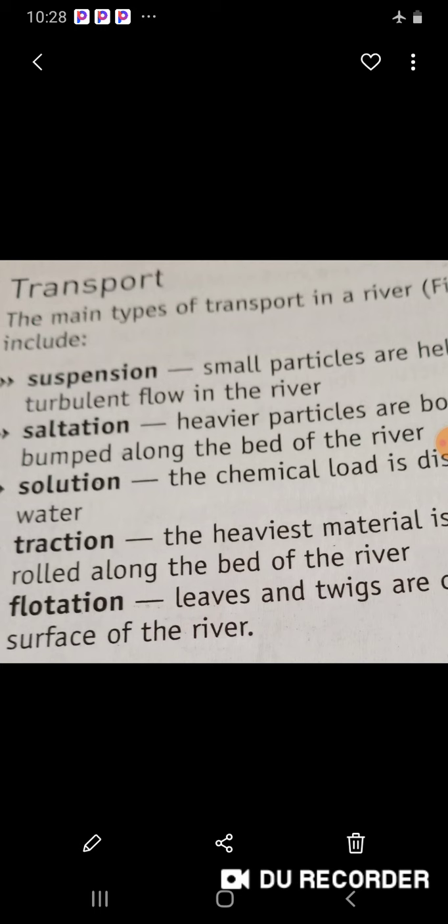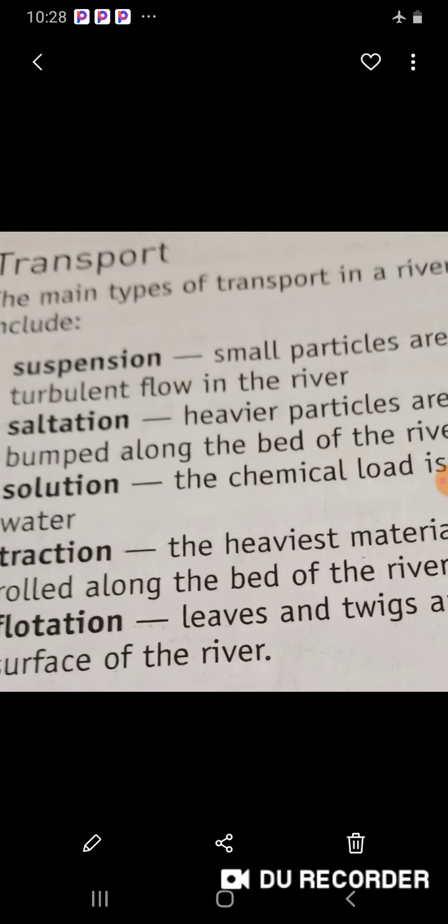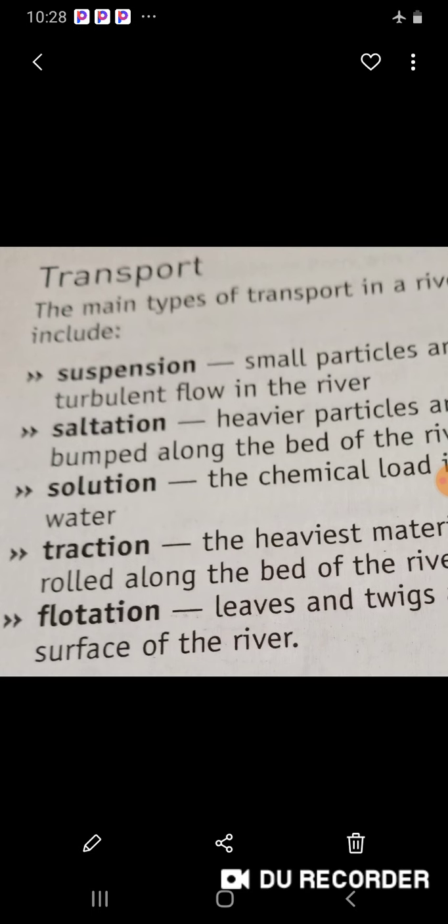Today, let us look into transport. We have to look into erosion and the types. Today, let us look into the main types of transport in a river. Each and every river takes transportation. There are main transportation systems which a river takes.